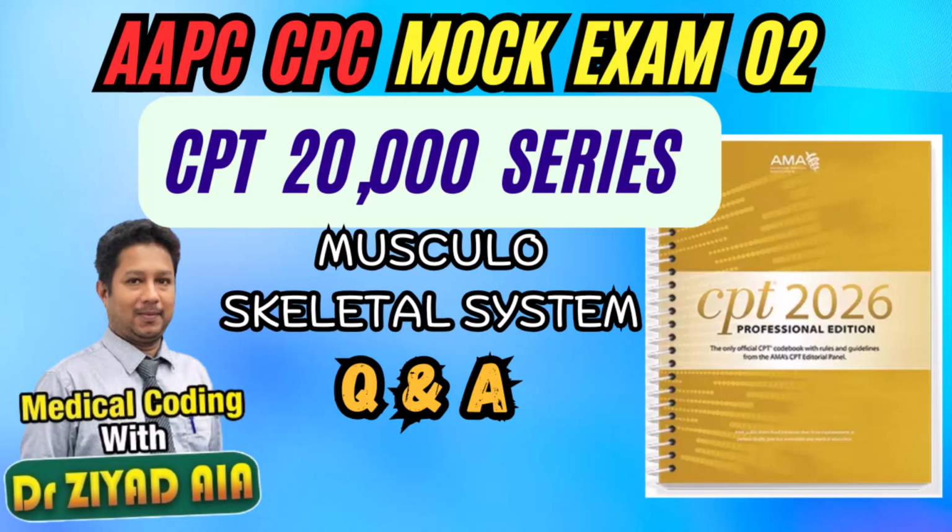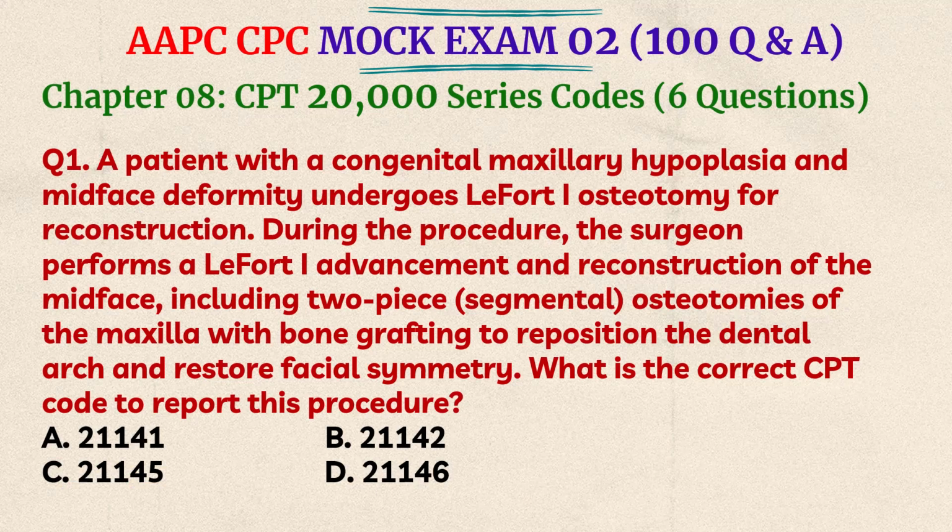Mock Exam 2, Chapter 8, CPT 20,000 code series that include Musculoskeletal System. Question number 1. A patient with a congenital maxillary hypoplasia and midface deformity undergoes Le Fort I osteotomy for reconstruction. During the procedure, the surgeon performs a Le Fort I advancement and reconstruction of the midface, including two-piece segmental osteotomies of the maxilla with bone grafting to reposition the dental arch and restore facial symmetry. What is the correct CPT code to report this procedure?